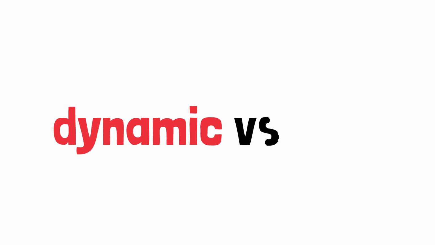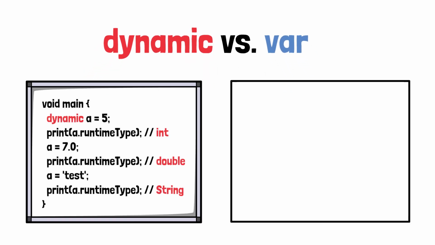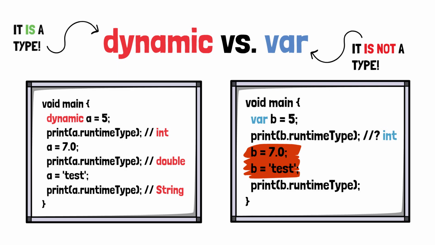For beginners, dynamic and var may create some confusion. Therefore, to better see the difference between them, take a look at these two programs. First and foremost, you need to understand an important aspect. Var isn't a type, it's just a keyword for telling the static Dart analyzer, hey, I want you to statically assign the type for this specific data. Dynamic, on the other hand, is a standalone type on its own.